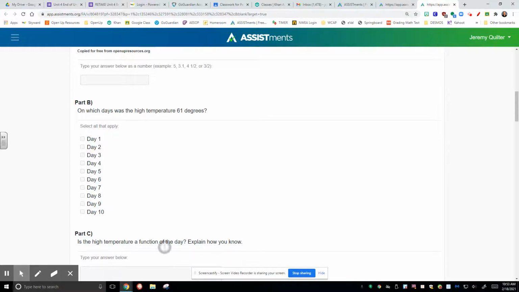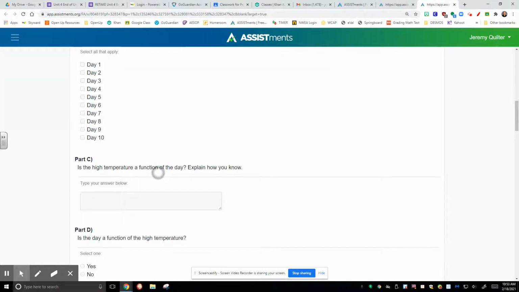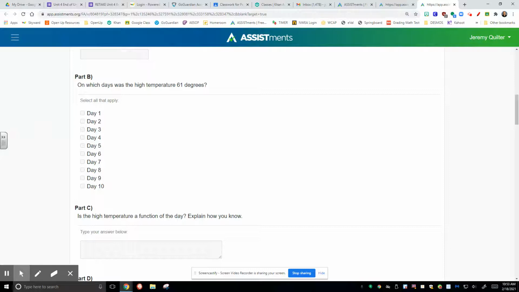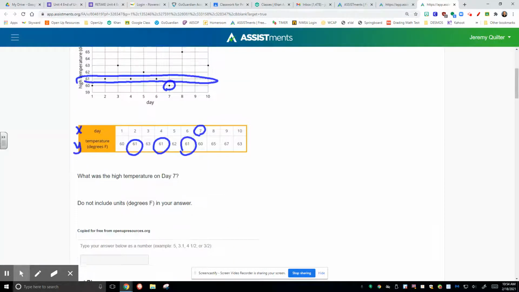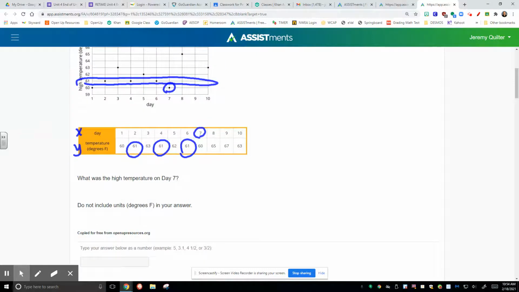Is the high temperature a function of the day? Explain how you know. Remember that a function of means it is dependent on the day. In this case, I would make some arguments about climate, about seasons, but I want you to think about this mathematically. Is the temperature a function of the day? Meaning, is this a function? Yes or no?